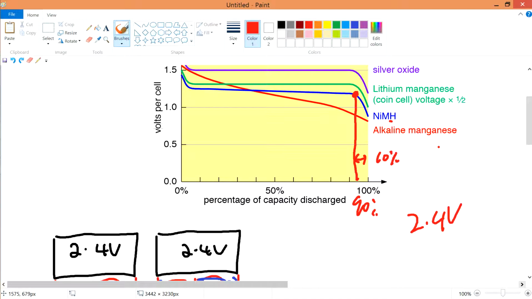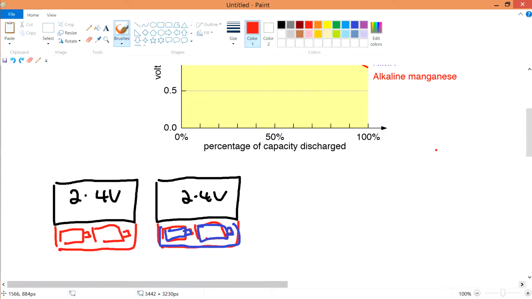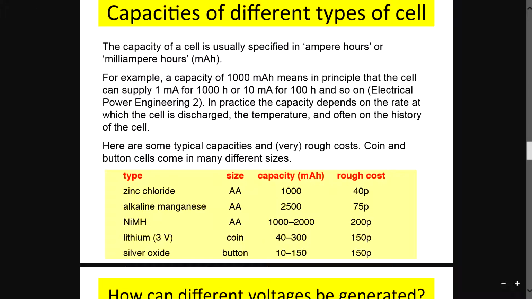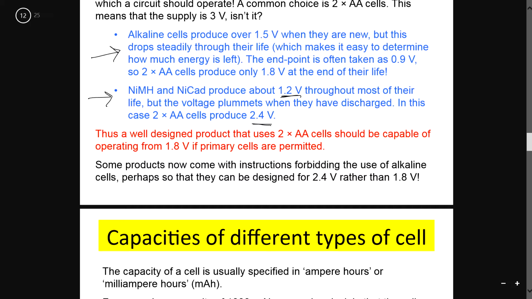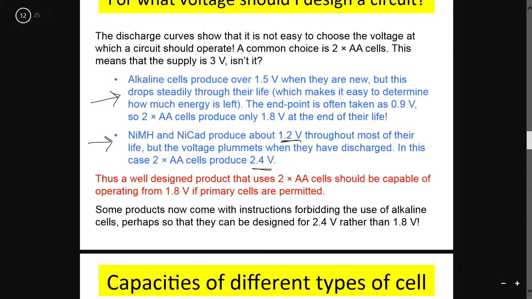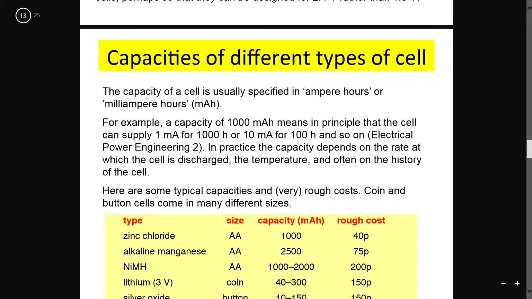So the choice of battery is very important when you choose your design method, in terms of space and a lot of other things. Since we have already finished this page, we'll move on. The next page is talking about the capacities of different types of cells.